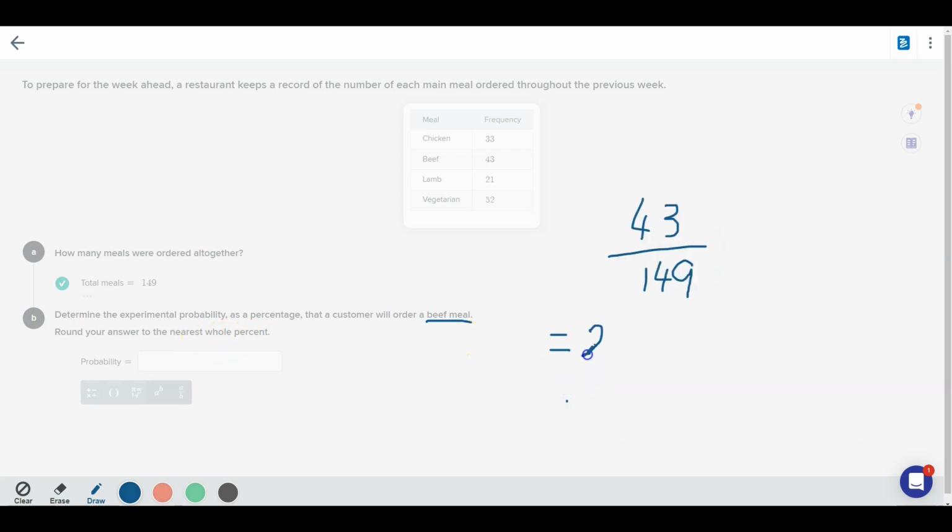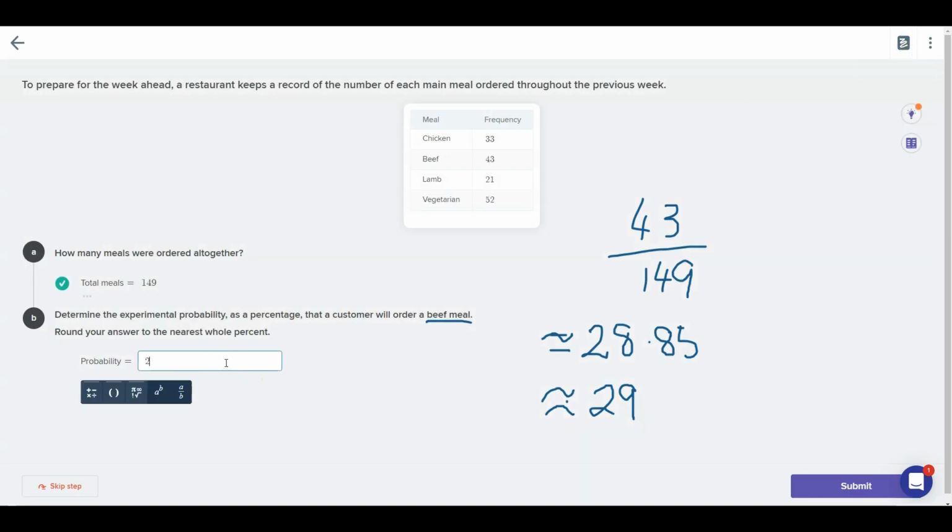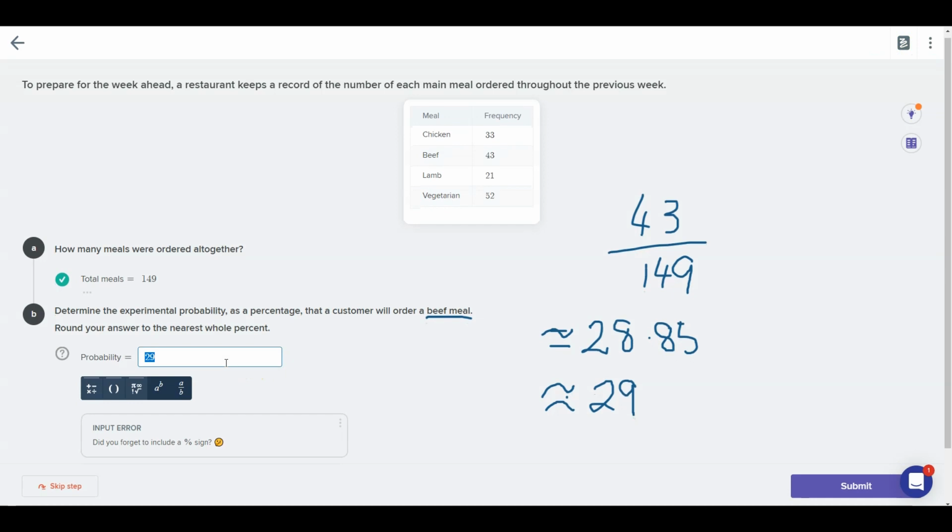So if I've got approximately 28.85, let's say, then that should be a squiggly one, and then that's going to be rounded off to the nearest whole percent. So I'm looking at the whole numbers. So if I look at my first decimal place, that's an 8. So rounding that one would make it a 29 because the 8 would round up. There we go. So my answer would be approximately 29%. So I should be able to answer 29 in there.